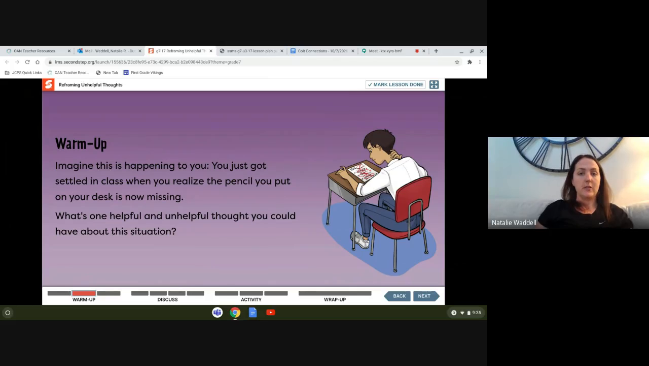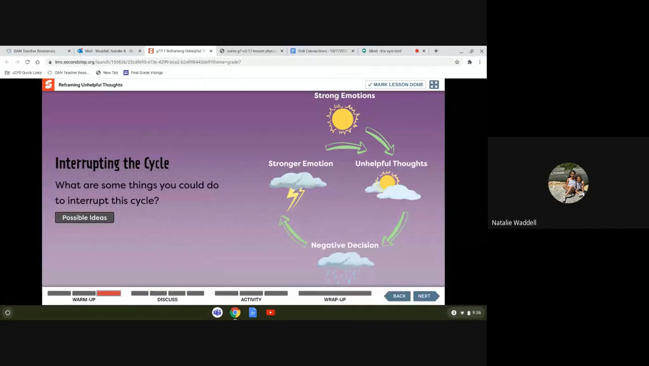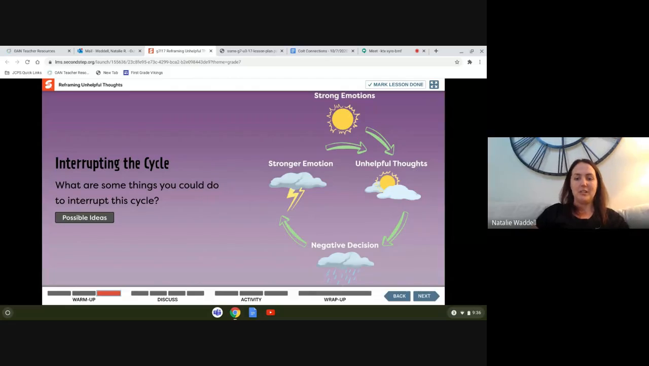And that helpful thought is going to lead to a more positive decision that you're making. So instead of disrupting class, you're just going to calmly go up and get another pencil. Okay? With that way of thinking for us to be able to do that. But hopefully by us learning these strategies early on, it's something that we can make a conscious effort and be cognizant and mindful of so that we can make it a habit.